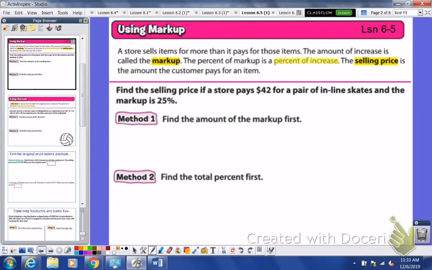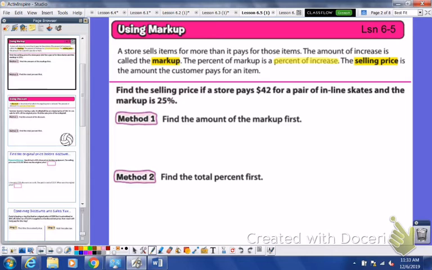So, first example, find the selling price if a store pays $42 for a pair of inline skates and the markup is 25%. Again, we have two methods here. We're going to go through both of them and then you decide for yourself which one you like better. So method 1, find the amount of the markup first.